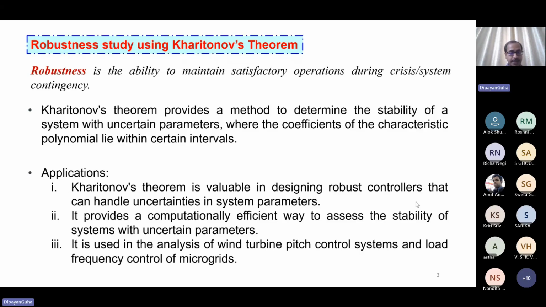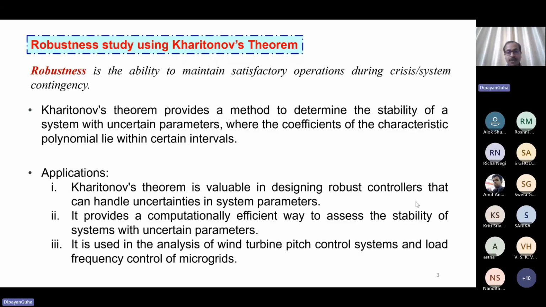Robustness is the ability to maintain satisfactory operating conditions or satisfactory operations during any type of contingencies. While resiliency is defined, or rather quantified, as the ability of the system to withstand and recover from any undesirable operating environment.